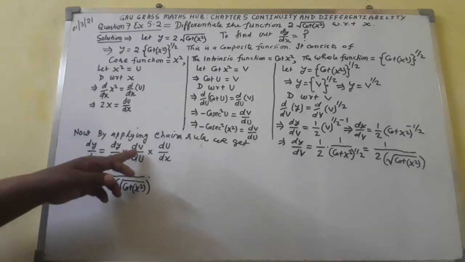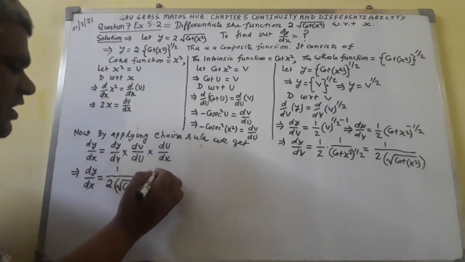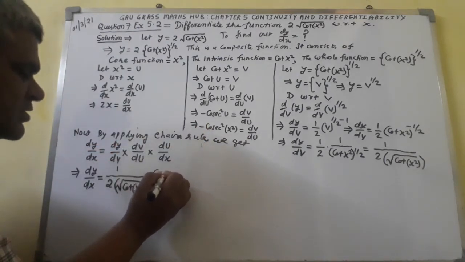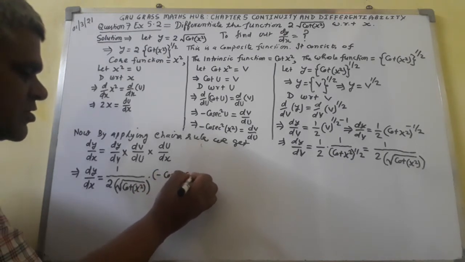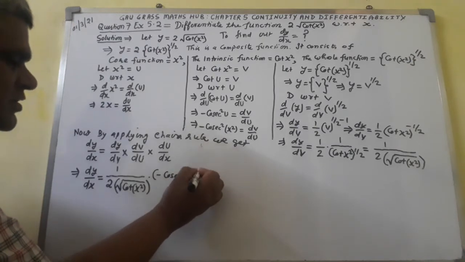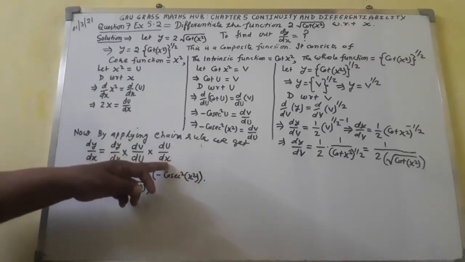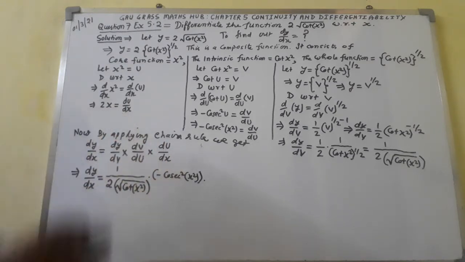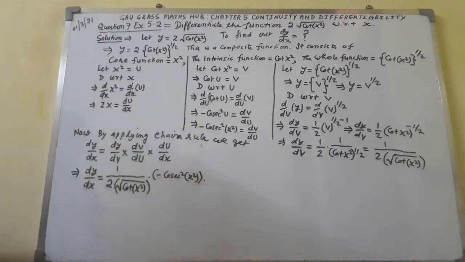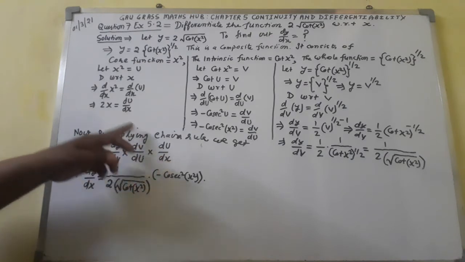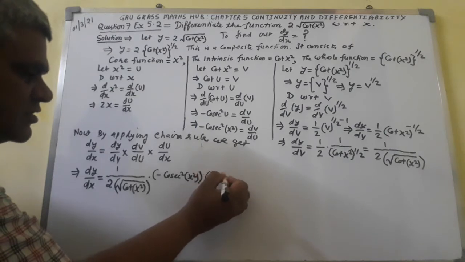Now dv over du we have got minus, so here I shall write minus cosec square x square you have got dot, and du over dx I shall get from this place, this is u, du. So in place of du over dx, I shall write 2x. So this will become 2x. This thing you will get.